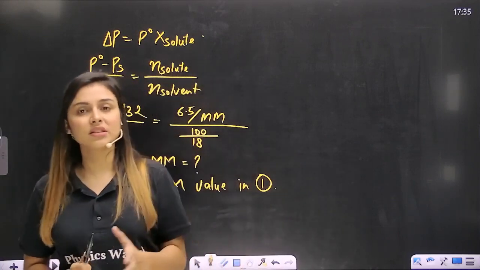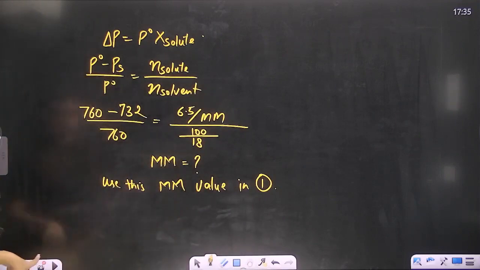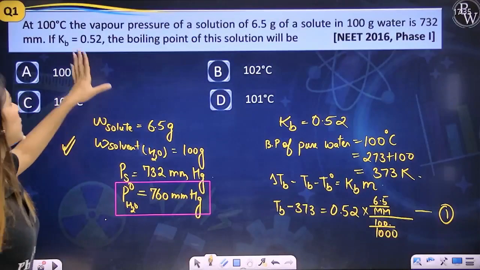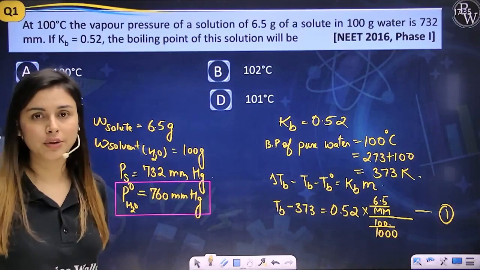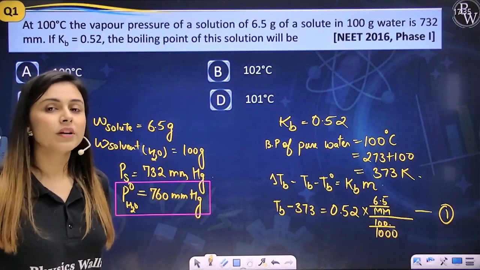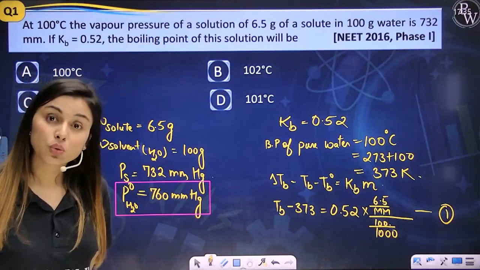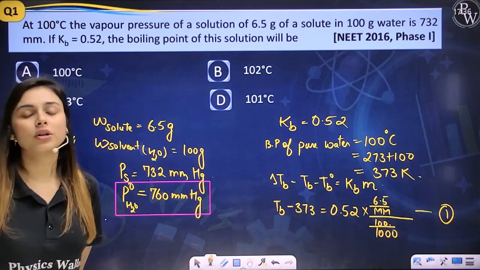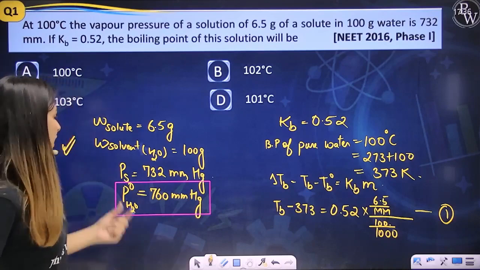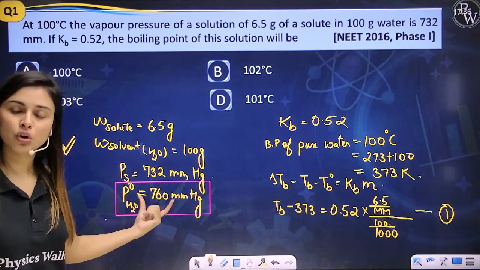Okay, so this is a very important question. I'll make you understand this again, my dear students. You were given the vapor pressure of the solution. You need to know that the vapor pressure of the pure water is 760 mm of Hg. So I have marked it. This is something you need to know yourself.